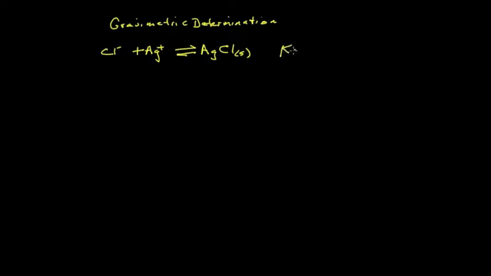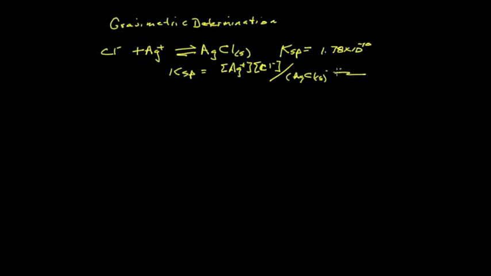And we know that this works because the KSP is very small. Recall that the KSP is actually the equilibrium constant for the solid dissolving. So we have the ions divided by the reactants, and the activity of silver chloride, any solid activity, is by definition 1. So these two are going to be very small since their product has to be very small.